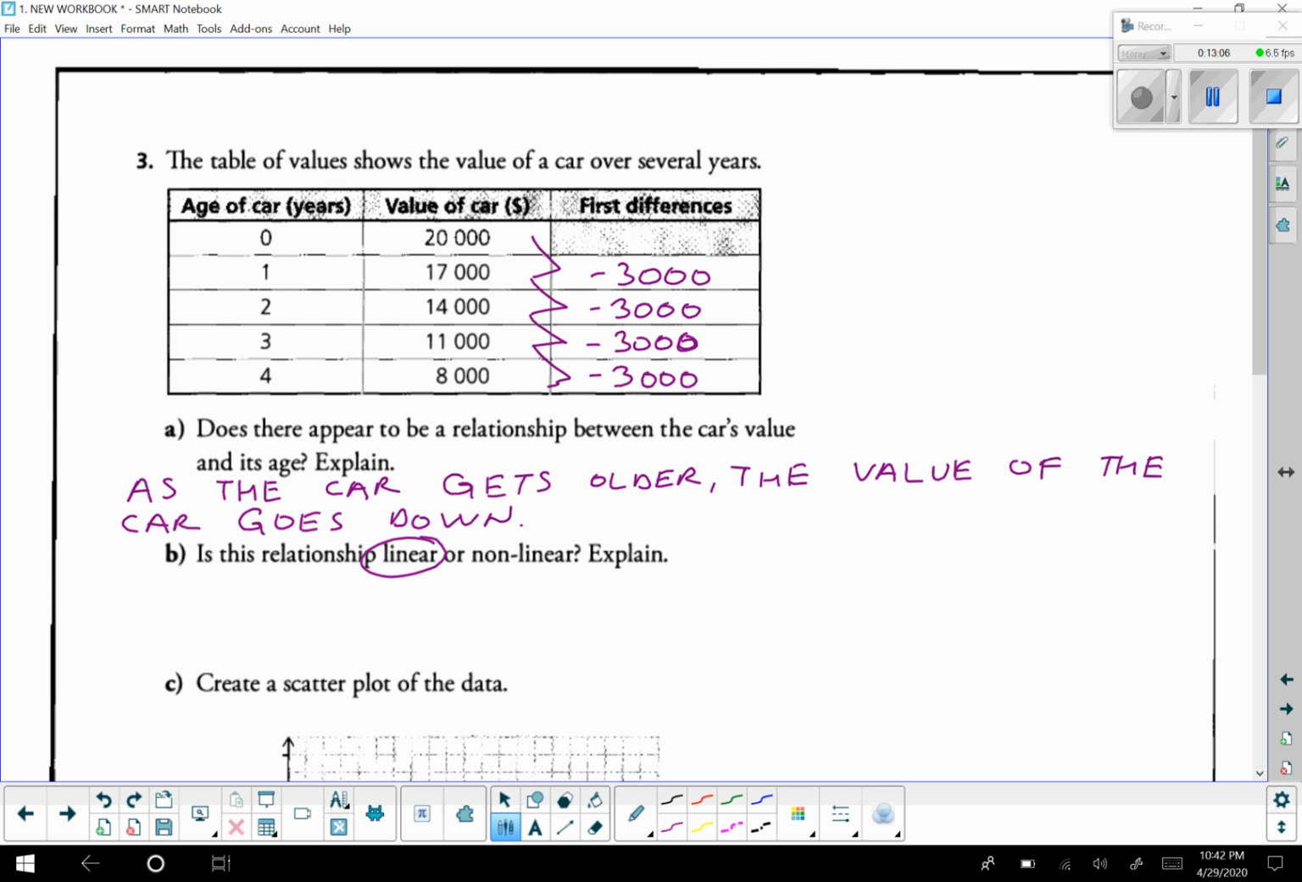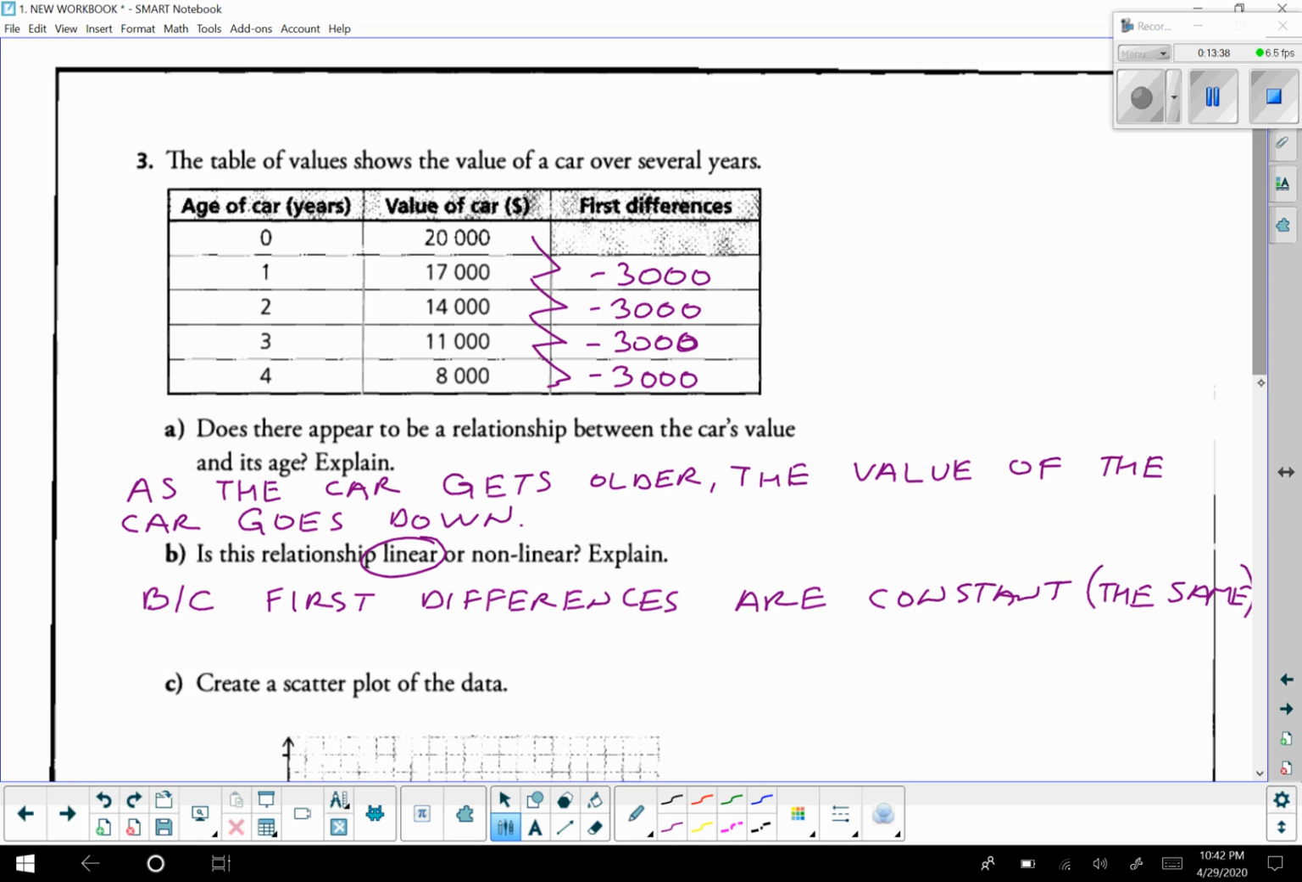All right, so linear. Why is it linear? Because first differences are the same. Are constant, actually. I'll use the words. Constant means the same. We should use the math vocabulary. There we go. All right, moving on to scatter plot.